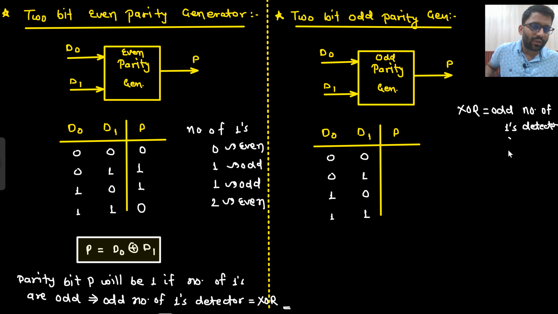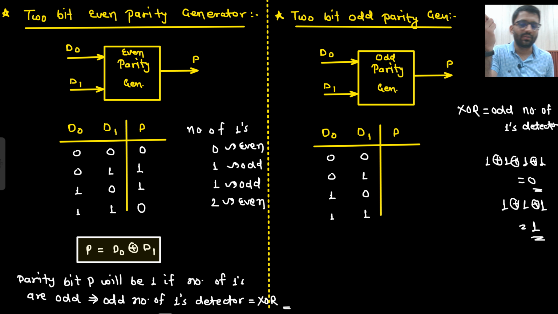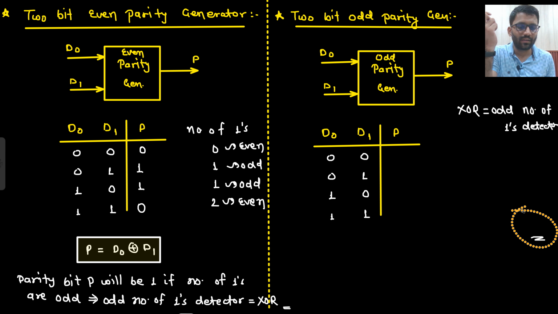So what else can you write? Odd number of ones detector means if the number of ones is odd, then the output will be 1. If the number of ones is even, then the output will be 0. Let's say the number of ones is even: 1 XOR 1 is 0, 0 XOR 1 is 1, 1 XOR 1 is 0. So the output will be 0. And if the number of ones is odd, then the output will be 1. So this is what we mean, right?